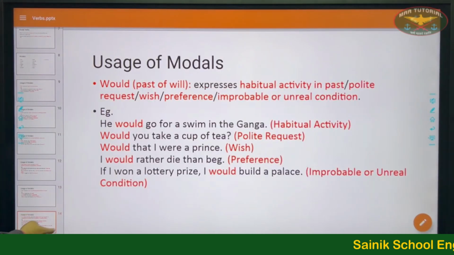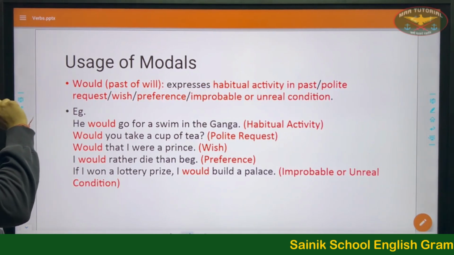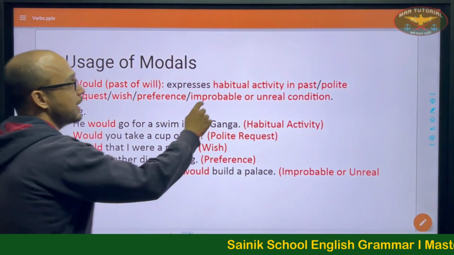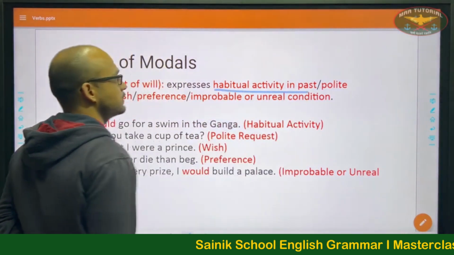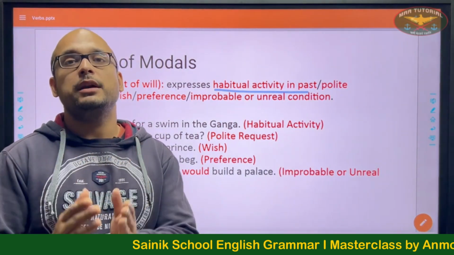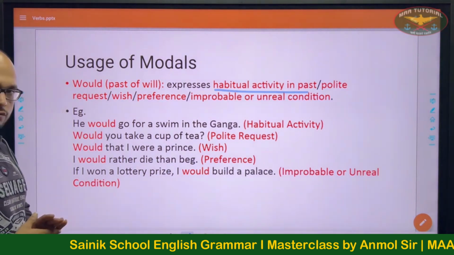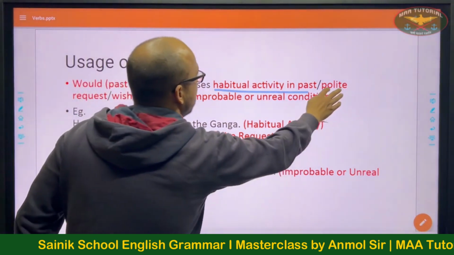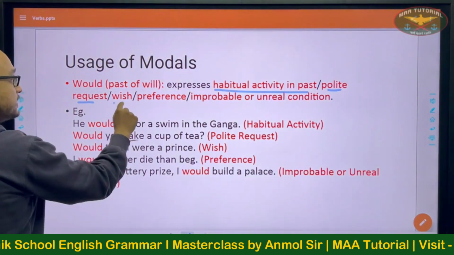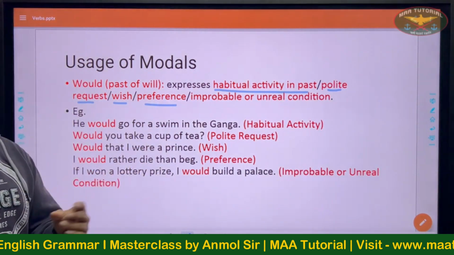Let's move on to our next modal, would. Now, as might was the past of may, would is the past of will. Expresses habitual activity in past. In the past, if you had a habit, if you want to talk about that, then you will use would. As a polite request, requesting something politely. As a wish, as a preference. Preference to choose one thing over the other.